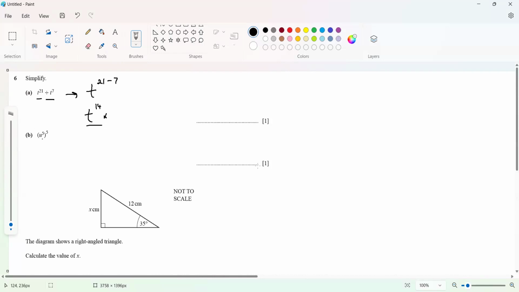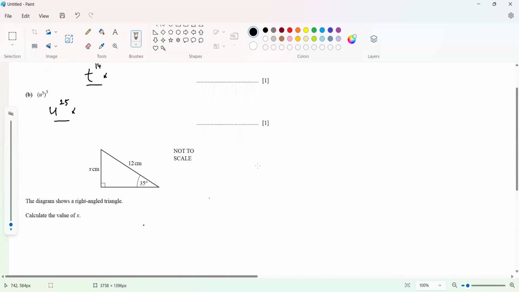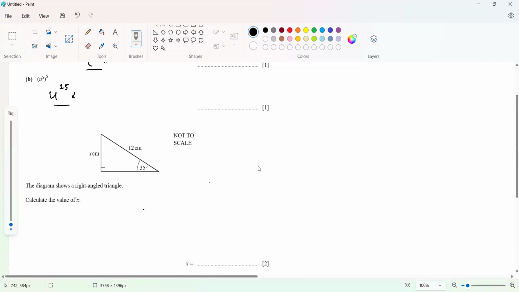Whereas for B, we have u power 5 to the power of 5. If you have power on power, we multiply the powers together. So it will be u to the power of 25 immediately. And that's done. So for the next question, the diagram shows a right angle triangle. Calculate the value of x. So we are given an angle and a length.